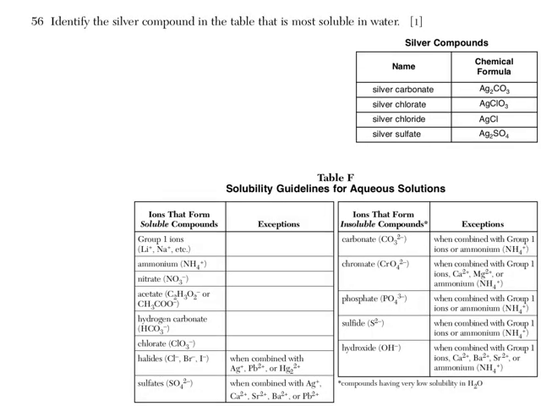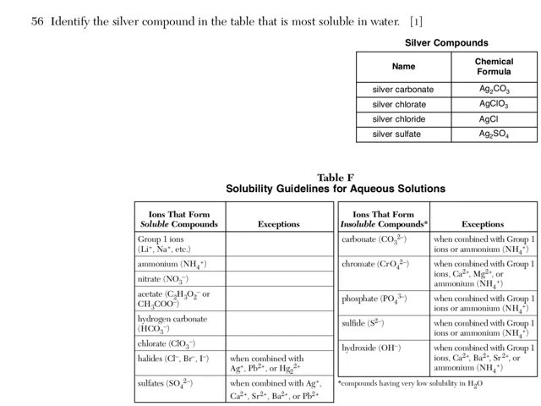For question 56, you're still using that chart, but it says identify the silver compound in the table that is most soluble in water. This is where table F comes in. Table F shows you things that are soluble or insoluble, and as I said to you during the chapter, there's nothing here that says this compound is more soluble than this one. There's no scale like table J.